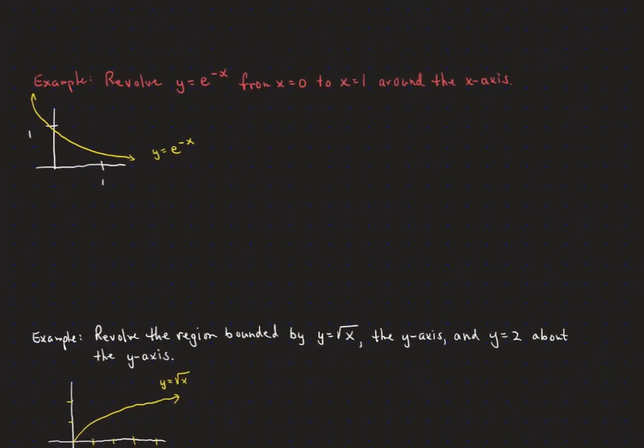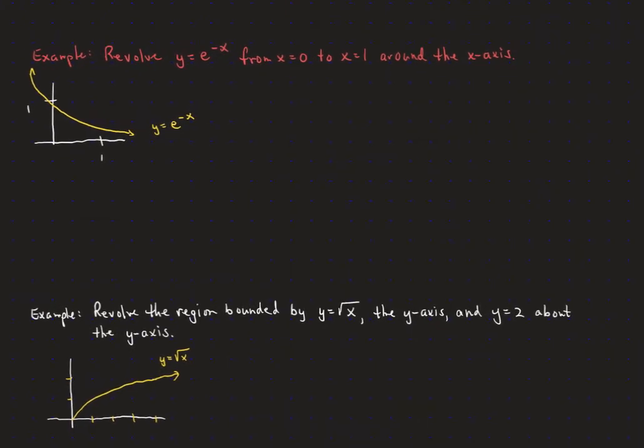Let's look at another example. So here we have in the yellow this y equals e to the negative x. We're going to go from 0 to 1, and we're going to revolve this also around the x-axis. So our little differential rectangle, when we spin that around the x-axis, is again going to give us a little thin cylinder, which we're going to call a disk.